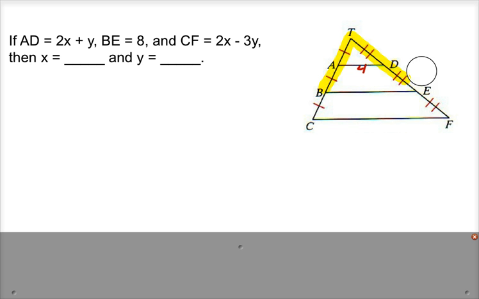Likewise, if I look at this trapezoid right here, I know that one base is 4, the bottom base I don't know, and the median is 8. So I could calculate that the other side down here is going to be 12. And now let's see how we can use that to get our answers. So 4, 8, and 12.